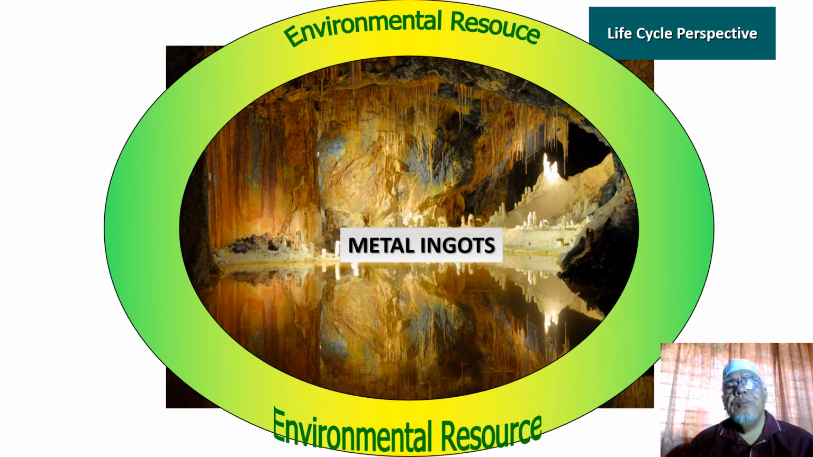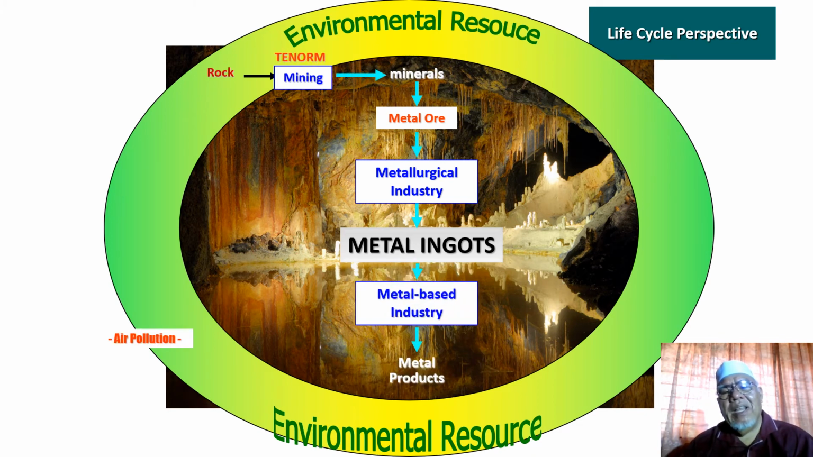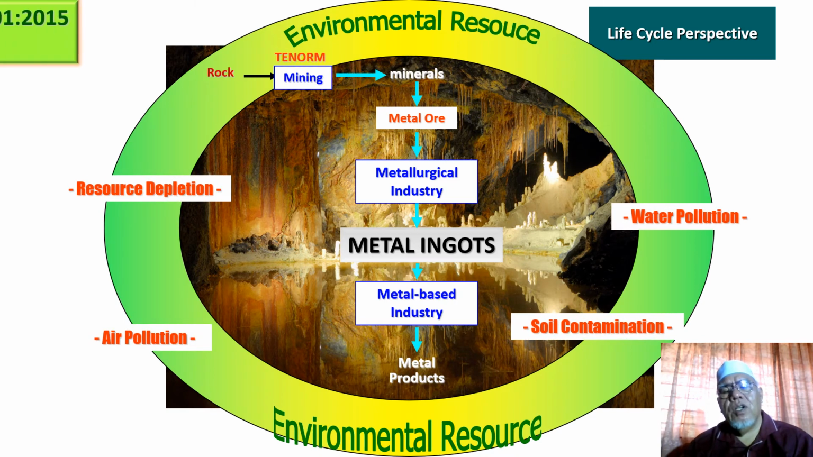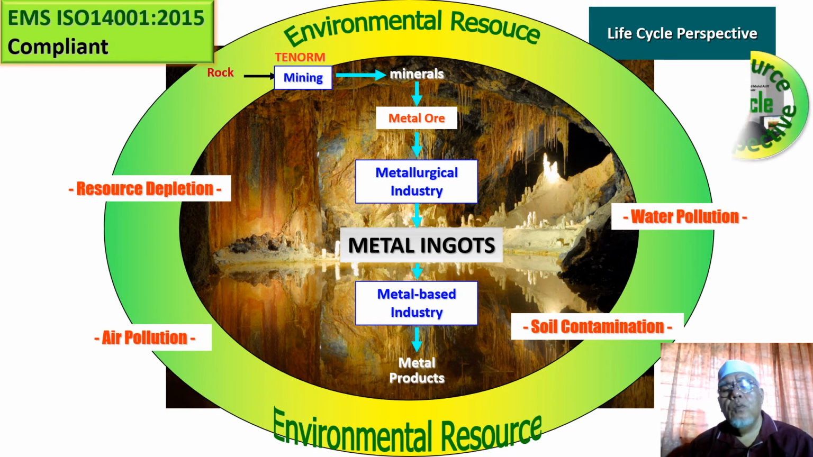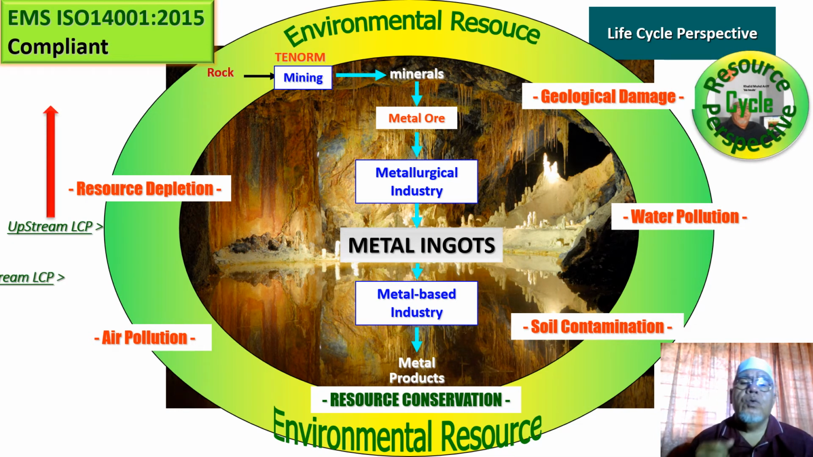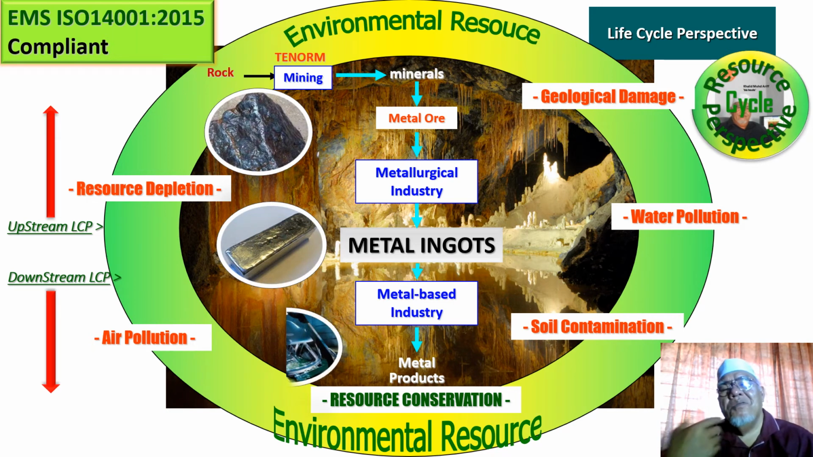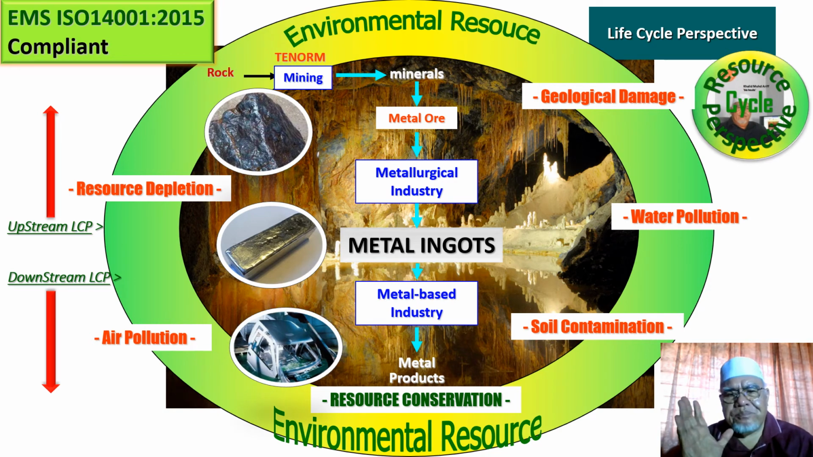Let's take a look at one example. Let's find out what is the life cycle of metal ingots in this case. I think you know. Metal ingots are excavated from earth resources, rock structures. You take gold from rocks, you take uranium from rocks, you take thorium, palladium, name it. Copper, lead, zinc are all from rock structures.